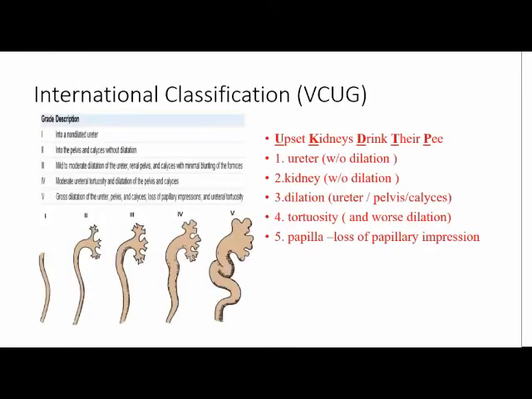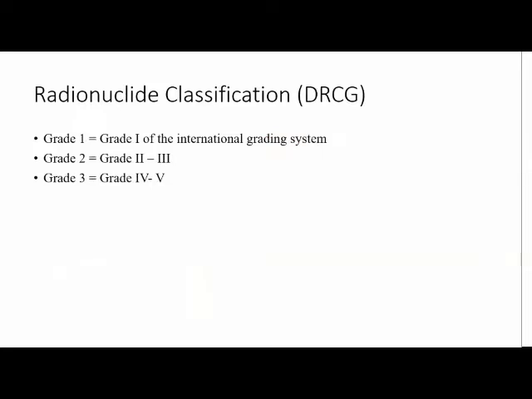Coming to the grading of the VUR in MCU, we grade from 1 to 5. The mnemonic to remember this is: upset kidneys drink their pee. That is, grade 1 is ureter, grade 2 is kidney, grade 3 is dilatation of ureter, pelvis and calyces, grade 4 is tortuosity, and grade 5 there is loss of papillary impression. Coming to the radionuclide classification, grade 1 is grade 1 of the international grading system, grade 2 is grade 2 and 3, and grade 3 is grade 4 and 5.